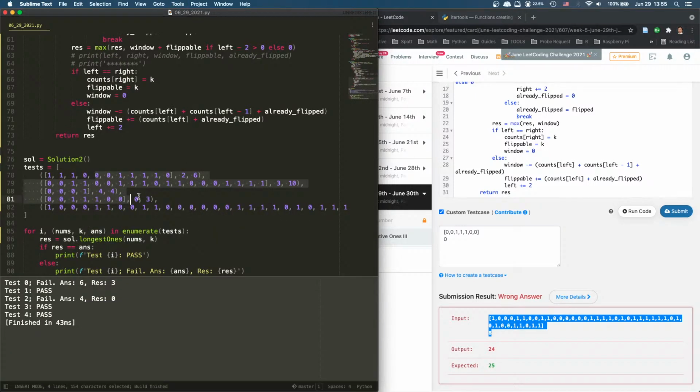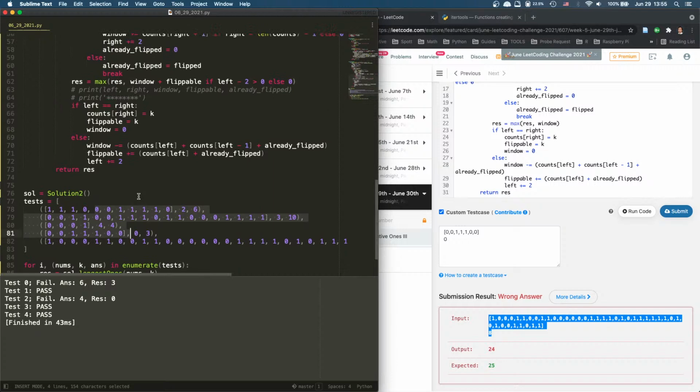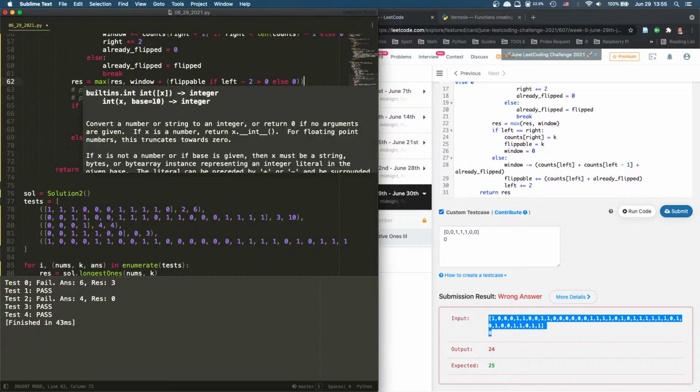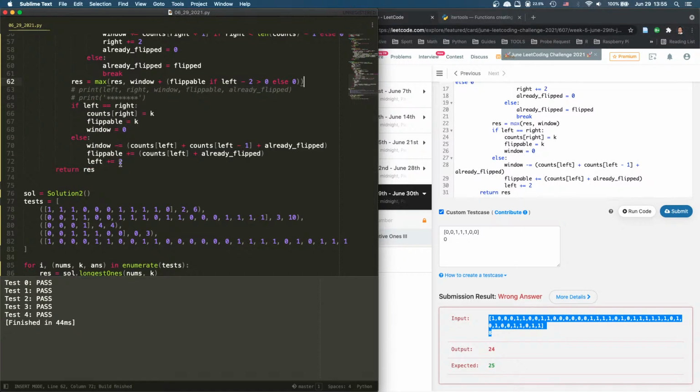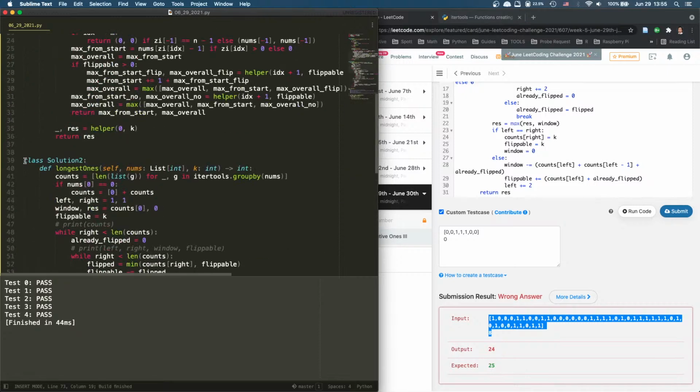No, it's not right. Other things is not right. Why would it not be right? Window plus, I think we need a parentheses. There we go, now we're right. Okay, alright, last shot. I think we can get this one.